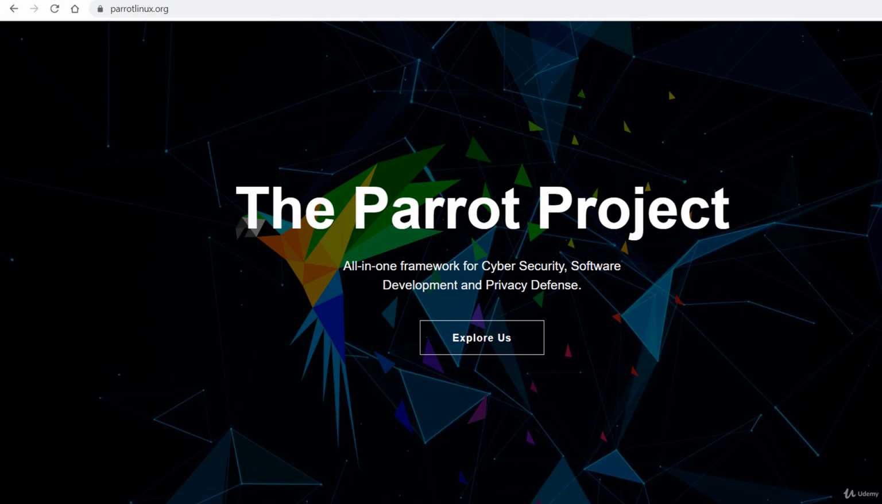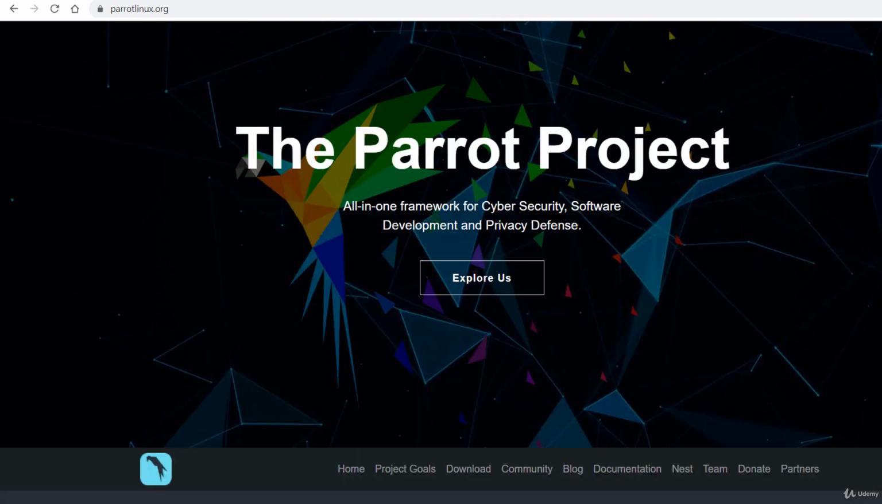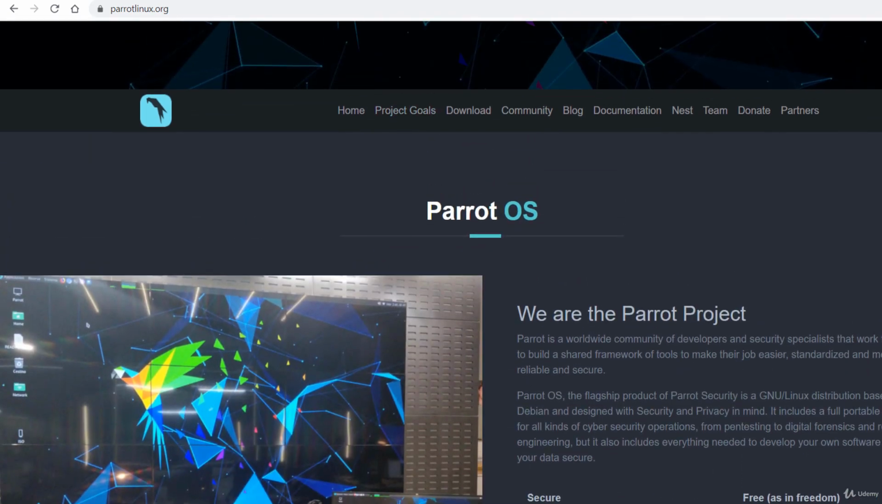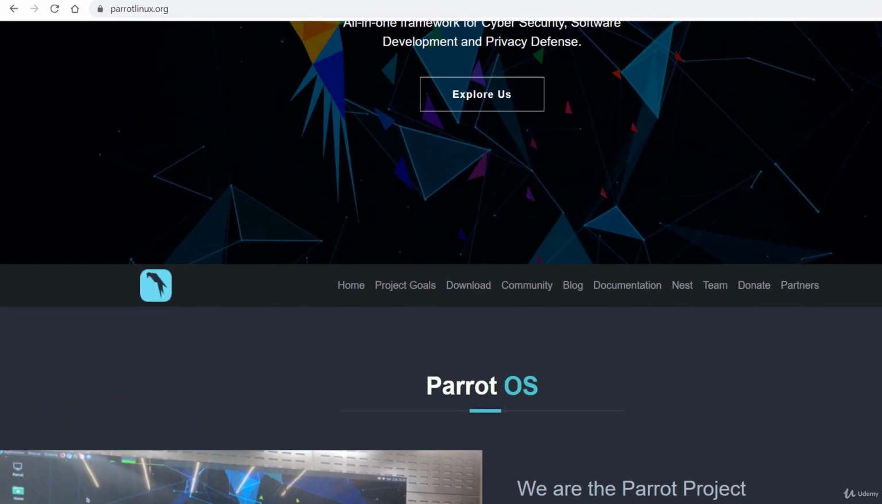Another cybersecurity Linux distribution I want you to be aware of is Parrot OS. It's secure, lightweight, free, and portable. It could be more appropriate than Kali for older systems because it uses less resources. Like Kali, Parrot OS is based on Debian and designed with security and privacy in mind.